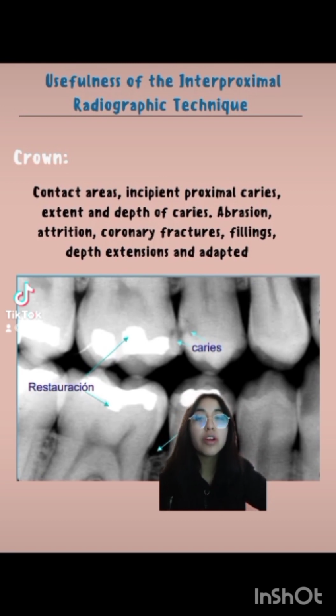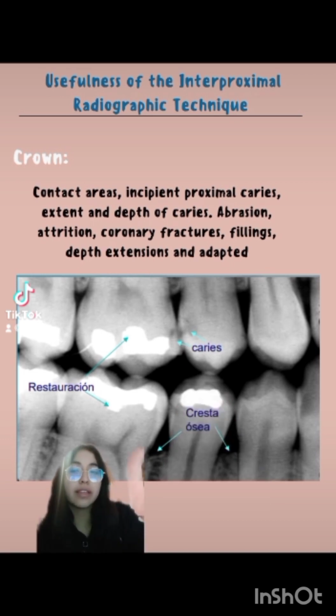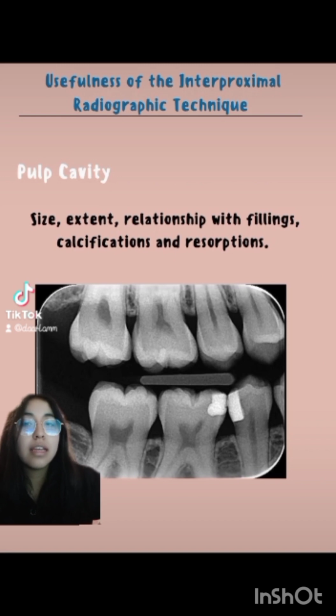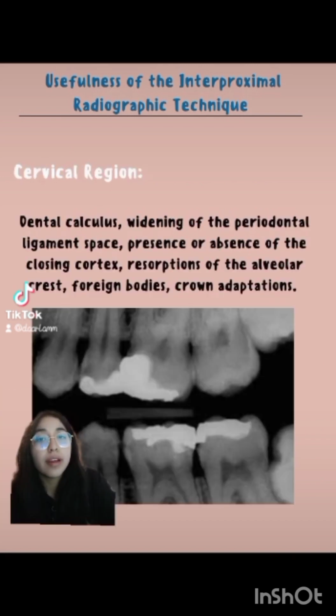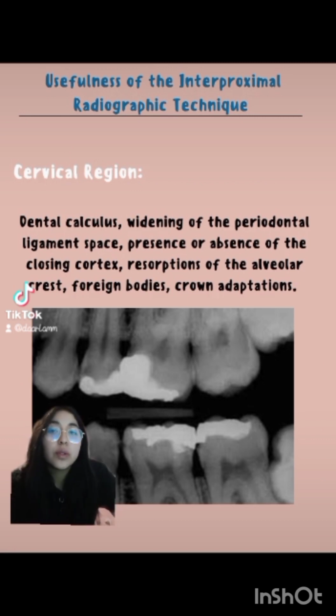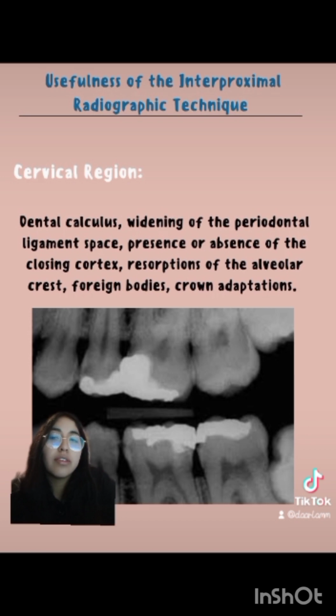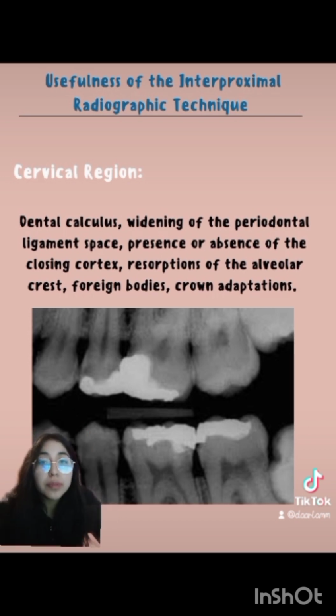depth of caries, abrasion, attrition, coronal fractures, filling extension and adaptation, as we can see in the images. Pulp cavity, size, relationship with fillings, calcification and resorptions, as we see on the X-ray. Cervical regions, dental calculus, widening of the periodontal ligament space or abscess, resorption of the alveolar crest, and crown adaptations.